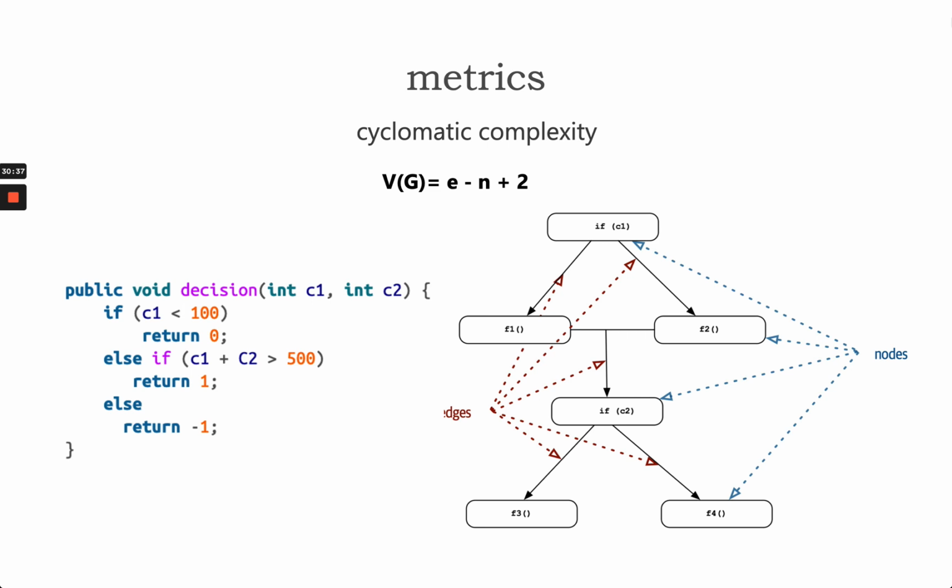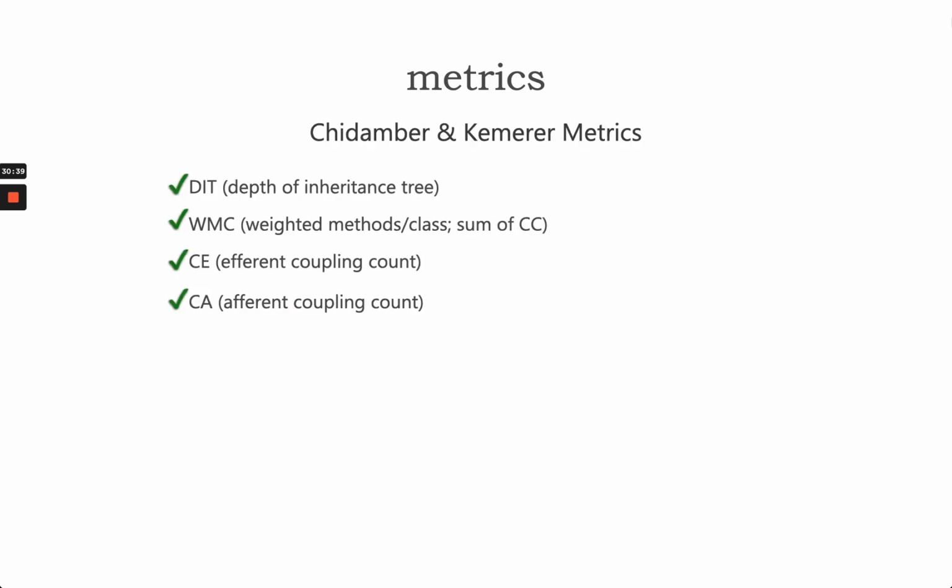There's some other metrics that you can use to evaluate code bases. There's a whole family of these called the Chidamber and Kemerer object-oriented metric suite that look at things like depth of inheritance tree. Weighted methods per class is the cyclomatic complexity summed for all the methods of a class, since all of these metrics are class level. Afferent and efferent coupling is incoming and outgoing coupling, which we'll talk more about in just a second here.